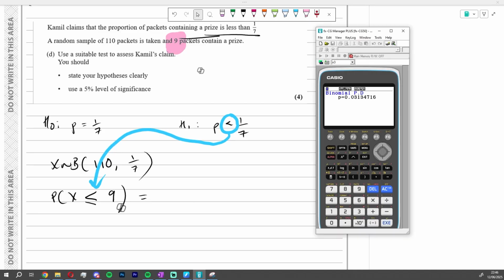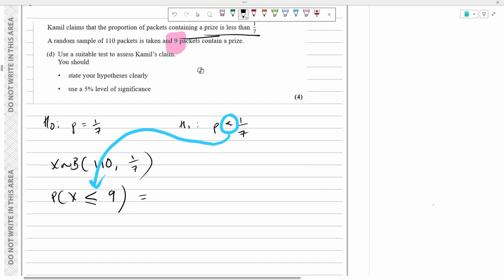Now let's go into our calculator. We're going to go to BCD, binomial CD, 0 and 9. In your other calculator, you can just put 9. Our sample size is 110, and our probability is 1/7. This is going to equal 0.03829.